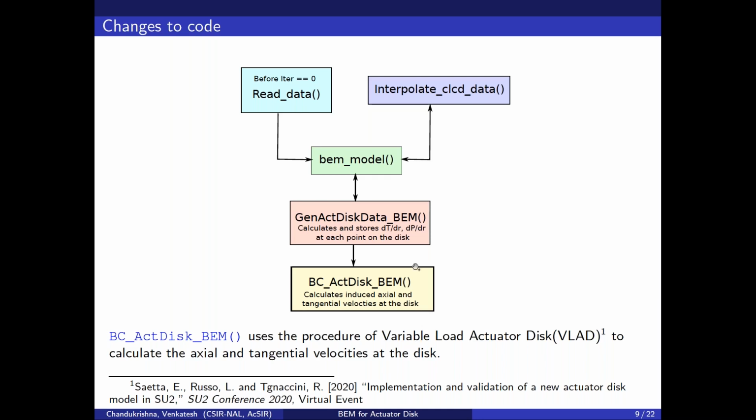Basically, what we are doing is, instead of giving an already known propeller blade loading to SU2, we couple the BM model to calculate the blade loading according to the local flow solution. This blade loading is given to the already existing variable load actuator disk procedure to calculate the axial and tangential velocities at the disk. Here the blade loading is updated every iteration, unlike the variable load actuator disk procedure, where the blade loading is constant throughout the solution procedure.